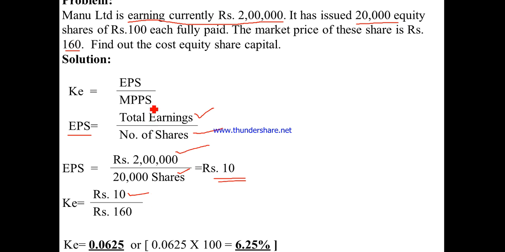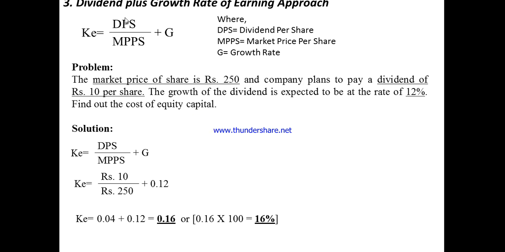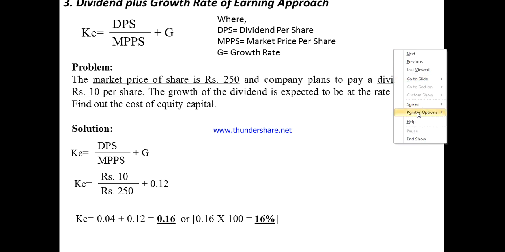Next, the market price per share is given in the problem, that is 160. So cost of equity equals rupees 10 divided by 160. The answer is 0.0625. If you multiply it by 100, we will get 6.25% as the cost of equity.